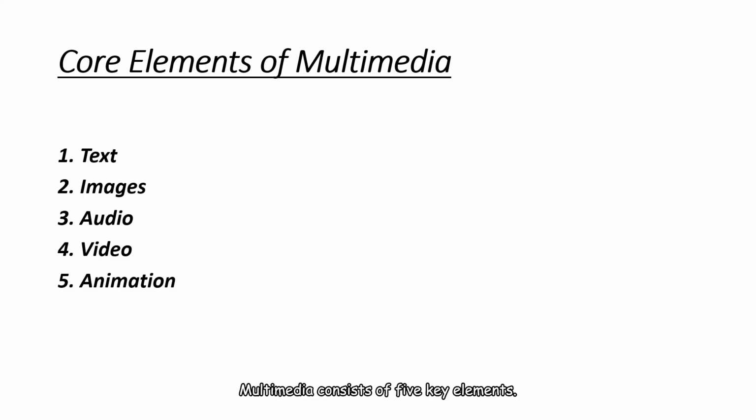Multimedia consists of five key elements. First, text, which gives meaning and structure. Second, images, which provide visual impact. Third, audio, which adds emotion or explanation. Fourth, video, which shows real world motion and context. And finally, animation, which brings visuals to life and guides the viewer's attention. Together, these create an immersive experience.